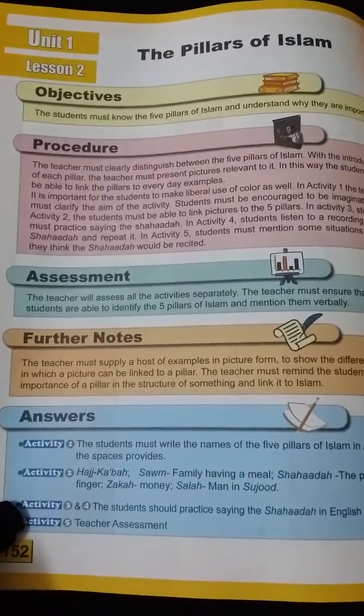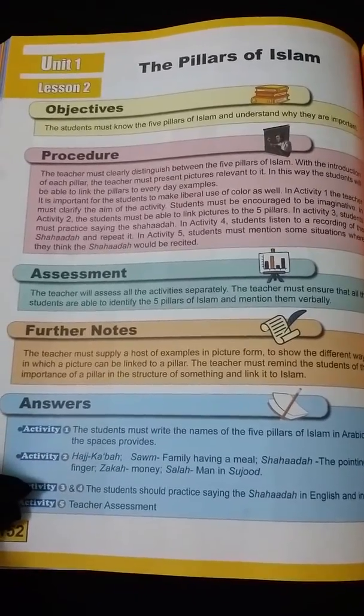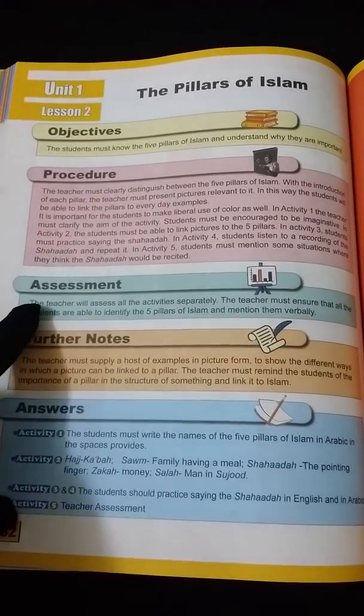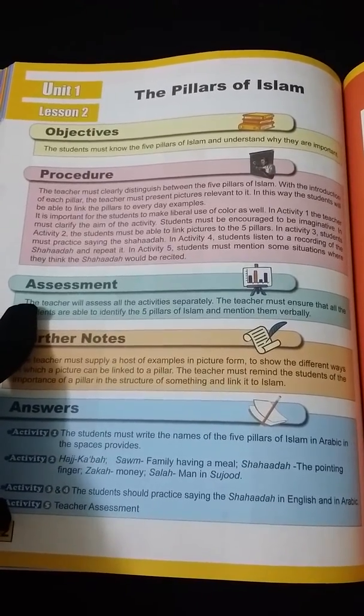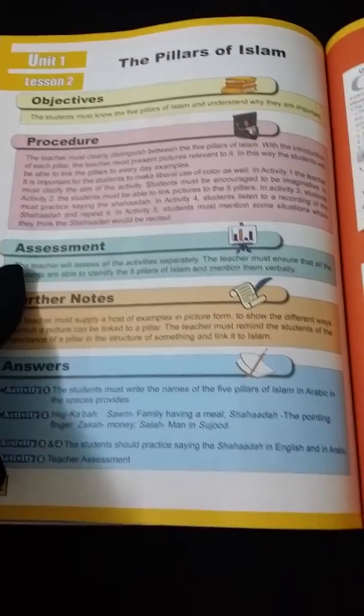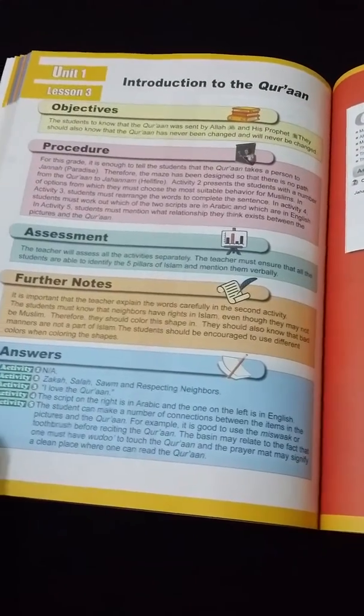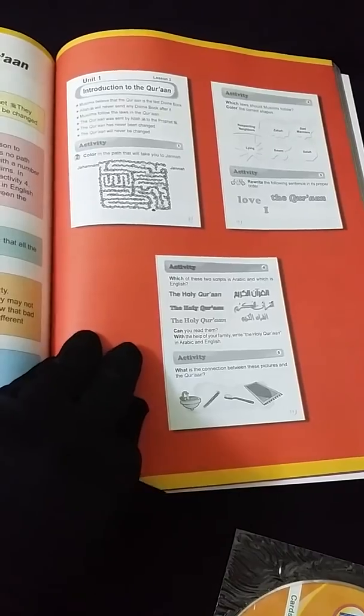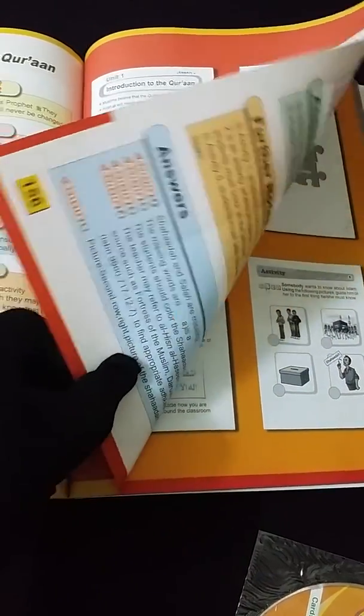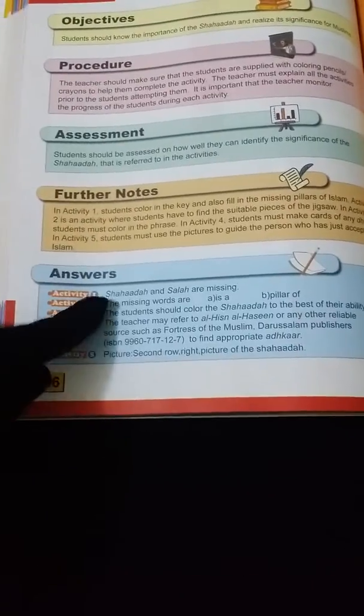So we have the assessment that you're going to do. Teachers will assess all the activities separately, okay? Same thing for 3. And that's what it's going to look like on the student book. But you shouldn't really need answers for that, really. But there are the answers here.